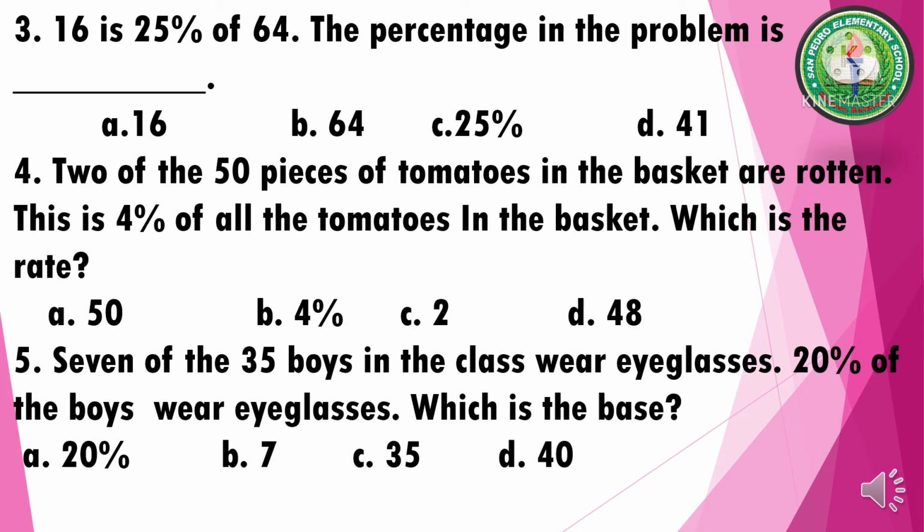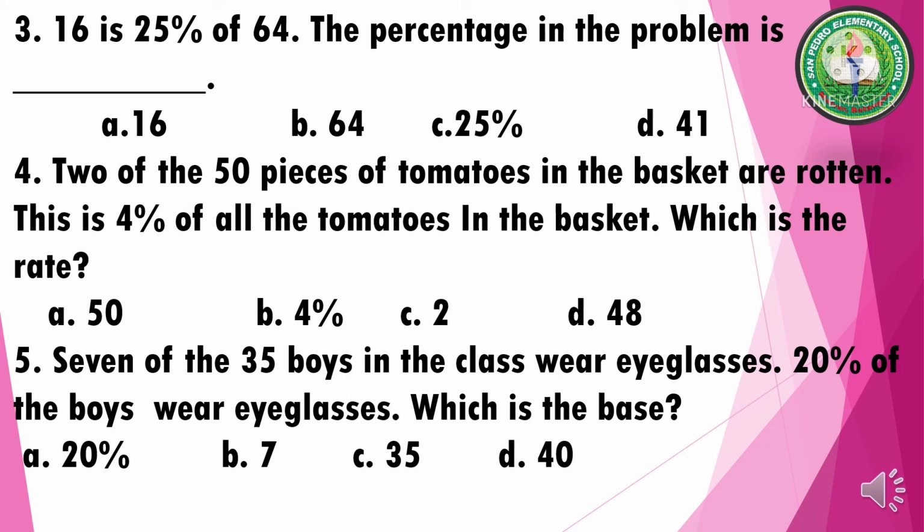Choose the best answer. Number 4. 2 of the 50 pieces of tomatoes in the basket are rotten. This is 4% of all the tomatoes in the basket. Which is the rate? A, 50, B, 4%, C, 2, or D, 48.